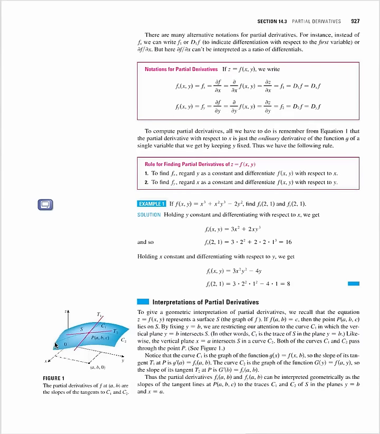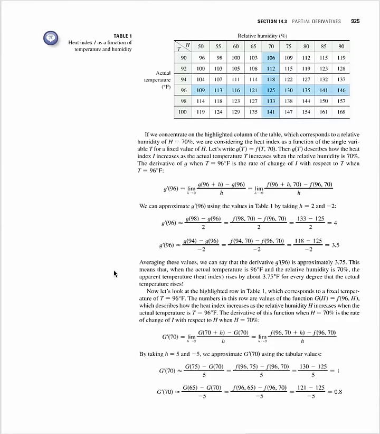And we can see this on page 927. We have a rule for finding partial derivatives of f of x and y. To find the partial derivative of f with respect to x, regard y as a constant, differentiate f of x and y with respect to x. To find fy, regard x as a constant, differentiate f of x and y with respect to y. With that in mind, it might be a little bit easier to understand the motivating example on page 925 with the heat index.